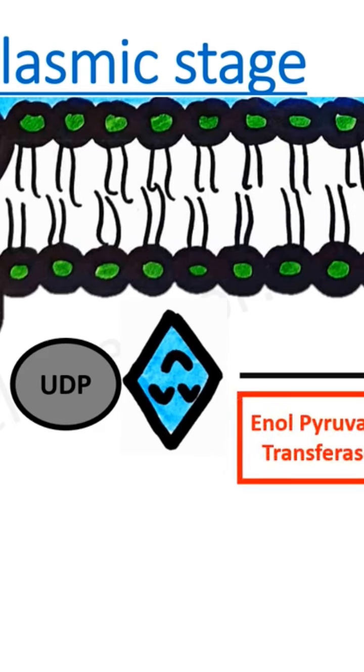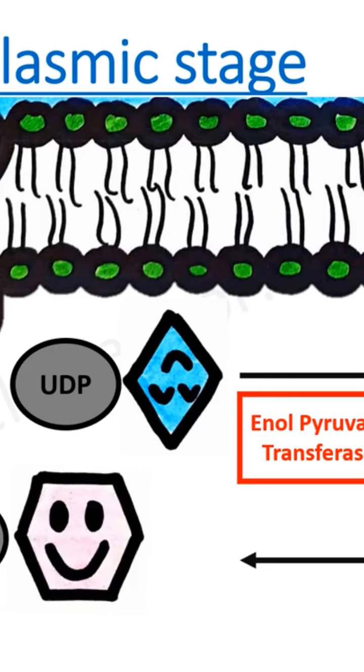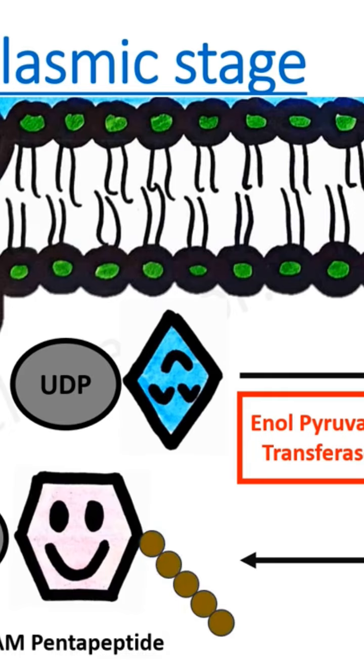This unit is then conjugated with three amino acids, namely alanine, glutamate and lysine, to form UDP-NAM tripeptide, which further, on addition of two alanine amino acids, forms UDP-NAM pentapeptide.